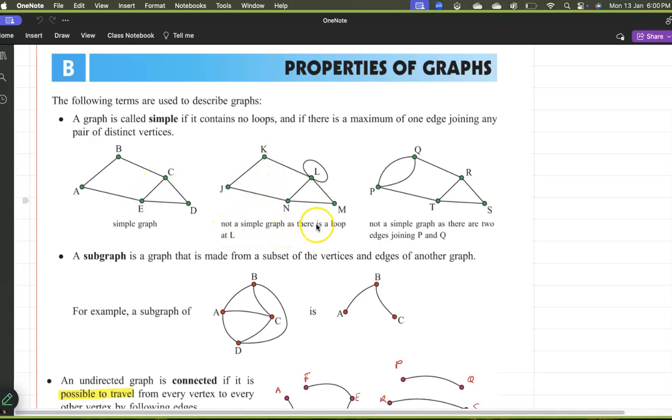Not a simple graph as there is a loop at L. Not a simple graph as there are 2 edges joining P and Q. There are 2 edges. So these are not simple graphs.